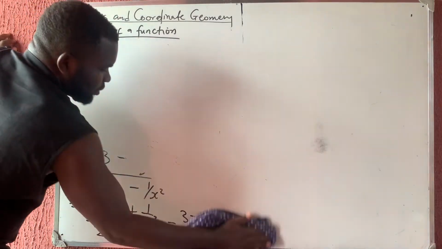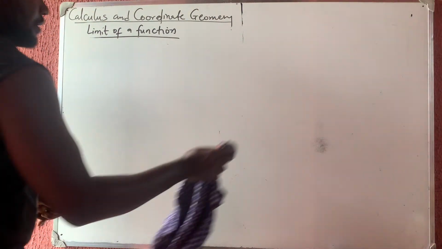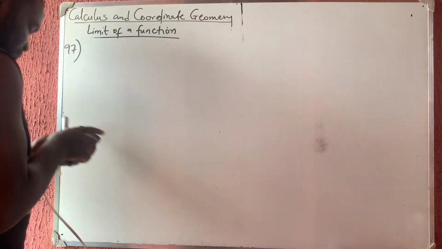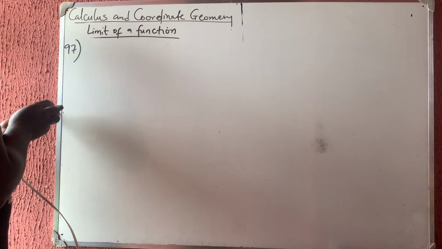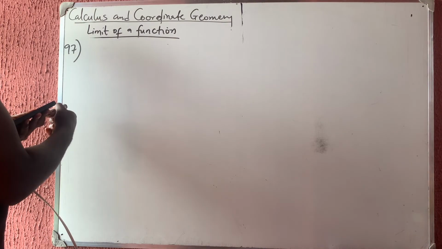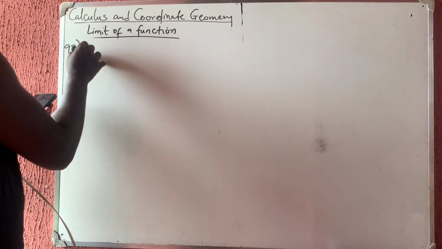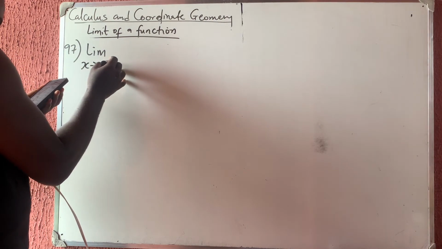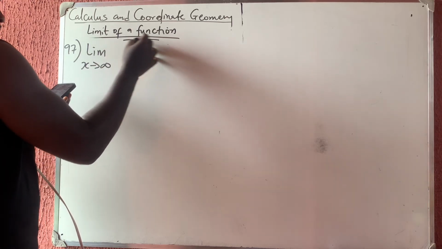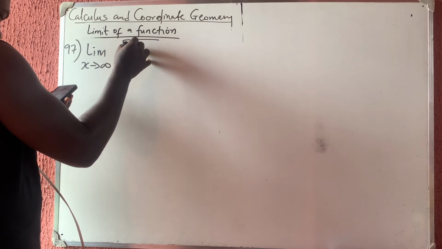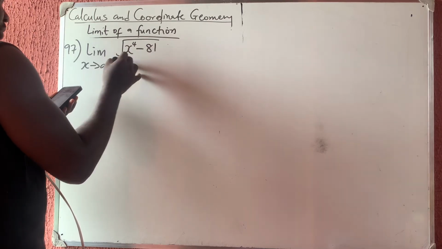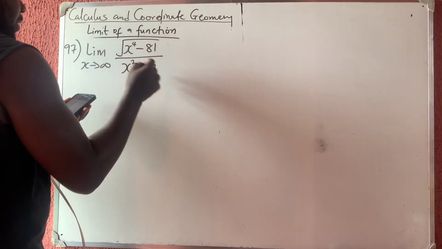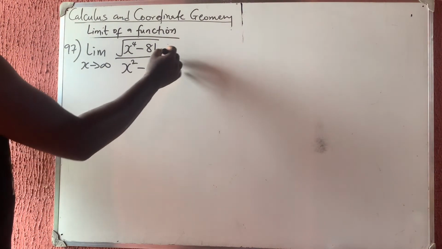The next and the last question to solve is question number 97. Question number 97 says that the limit as x approaches infinity again of the square root of x raised to the power 4 minus 81 all over x raised to the power 2 minus 9. Like I told you, the answer here is simply 1.